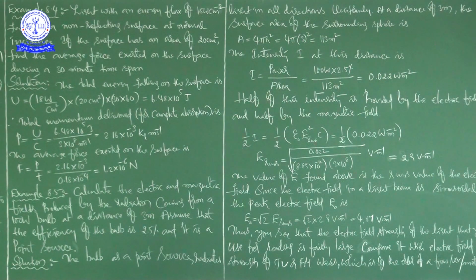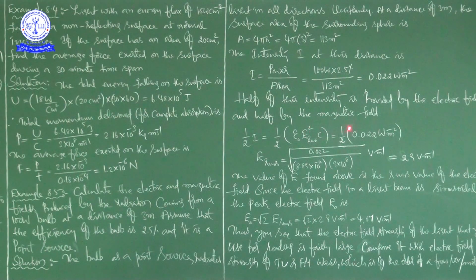Next, half of this intensity is provided by the electric field and half by the magnetic field. Here we have to keep in mind what an electromagnetic wave is. An electromagnetic wave consists of oscillating electric and magnetic fields, perpendicular to each other and also perpendicular to the direction of propagation of the wave. That's the information we need to understand the sentence. Half of this intensity is provided by the electric field and half by the magnetic field. That is the reason we put 1 by 2 I, equal to 1 by 2 epsilon naught E RMS square C.